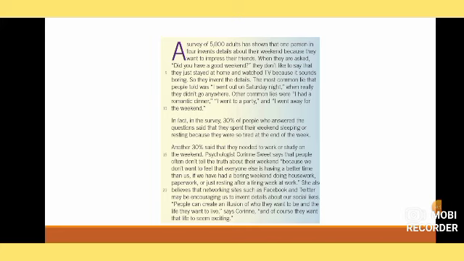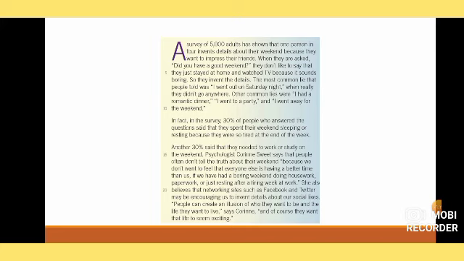Why? Maybe to impress their friends, maybe because it was boring. So some people say that they went out on a Saturday night, others say that they went to a party, but in reality they didn't go anywhere. In fact, in the survey, 30% of the people who answered the question say that they spent their weekend sleeping or resting because they were so tired at the end of the week. Around 30% of the people in the survey said they spent their weekend sleeping because it was a tiring weekend for them.